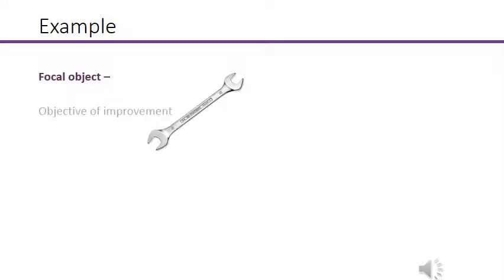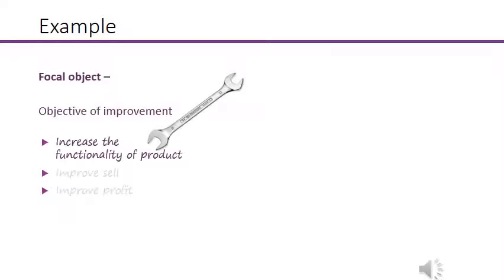Okay. Let's begin. First step is to select the product which needs to be improved. This is a focal object. The focal object selected is a spanner. This is a normal spanner. The objective of improvement in the spanner is to increase the functionality. Besides, increase in sales and improved profit will be the tangible benefits, which need not be mentioned unless they are the only objective.